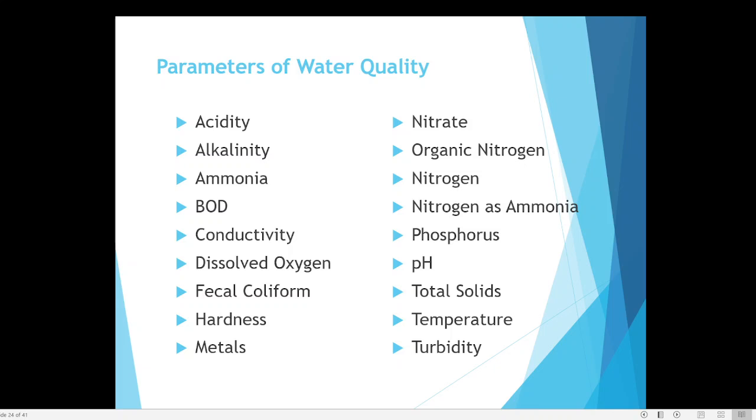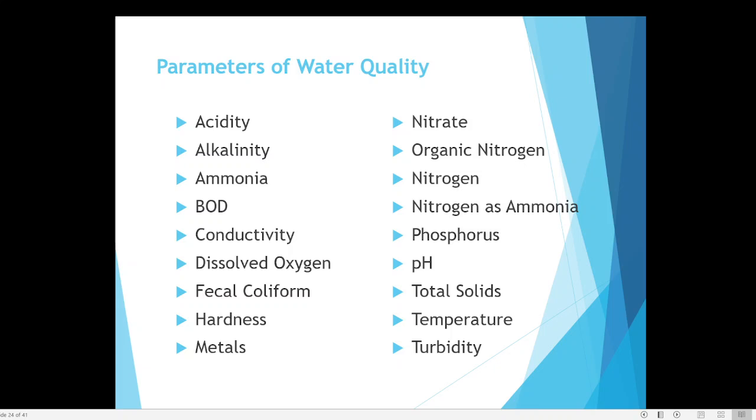Then dissolved oxygen. Normally dissolved oxygen will have a value above 6. If it is below 3, or down to a level of 2, then that water may not be safe for drinking. Then fecal coliform. Fecal coliform is bacteria present in fecal matter, especially human fecal matter, and it causes a lot of diseases like diarrhea, dysentery, cholera, typhoid, etc. So if these bacteria are present in water, it is not safe for drinking.